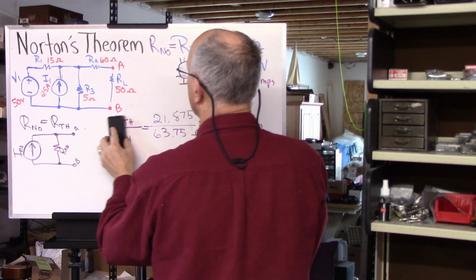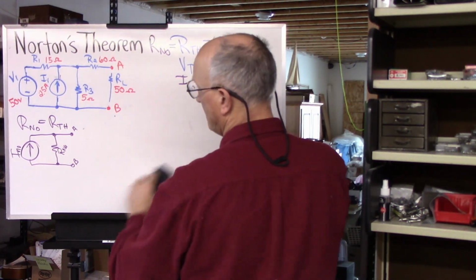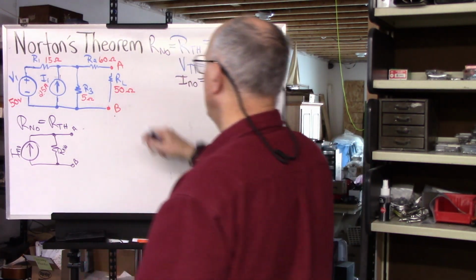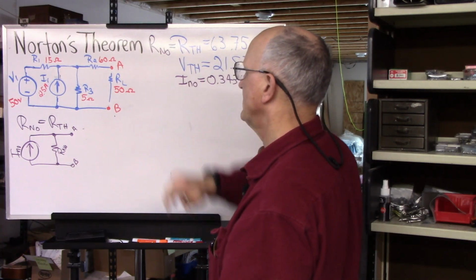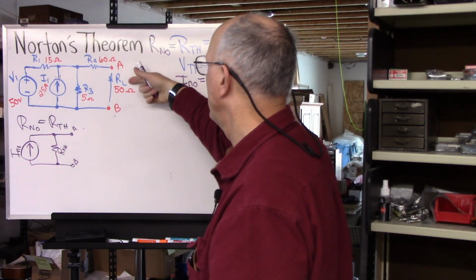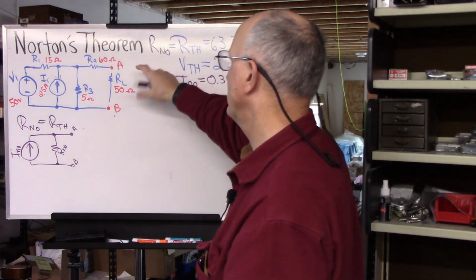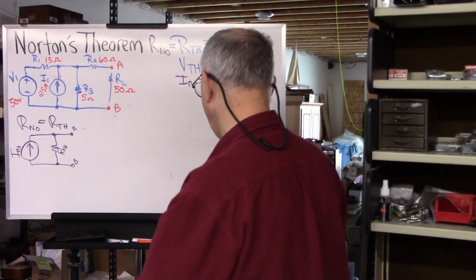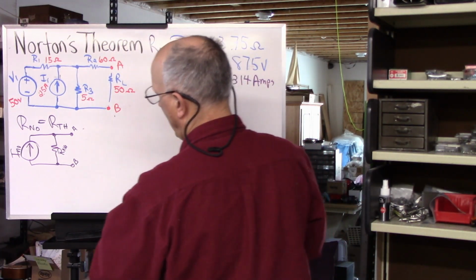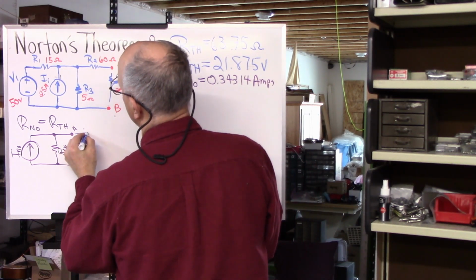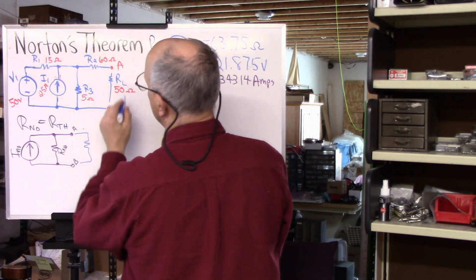All right, so we'll take this out of the way. And so now we're going to ask the question, what is the current through this resistor and what is the voltage across A and B? And to do that, we add our resistor back in place here, which is 50 ohms.